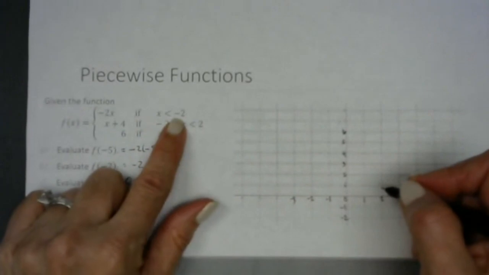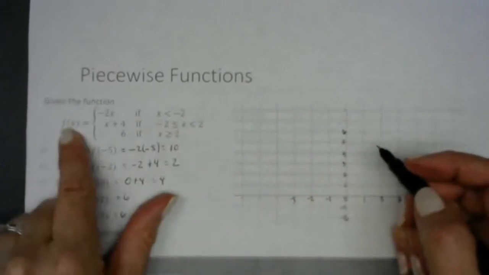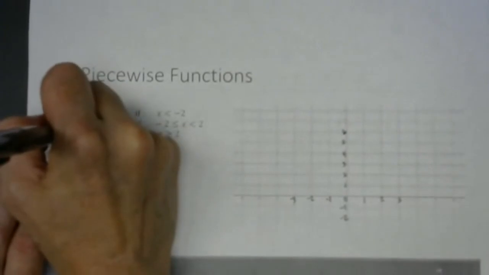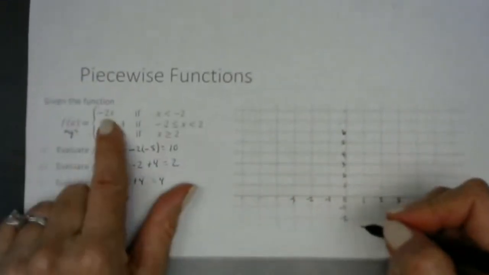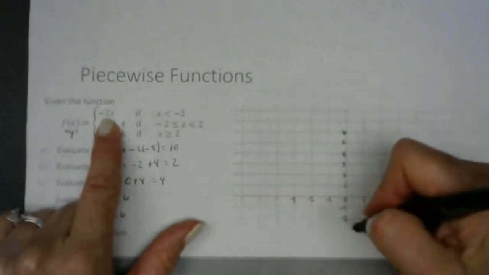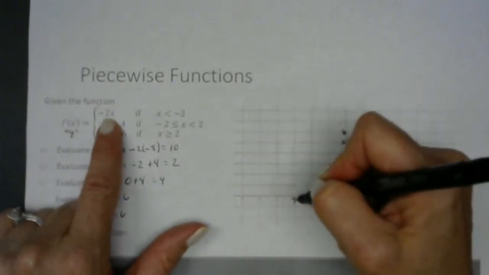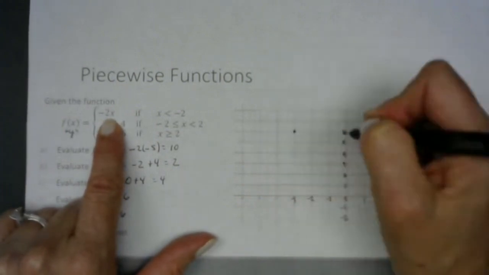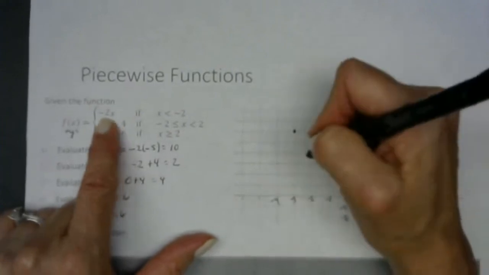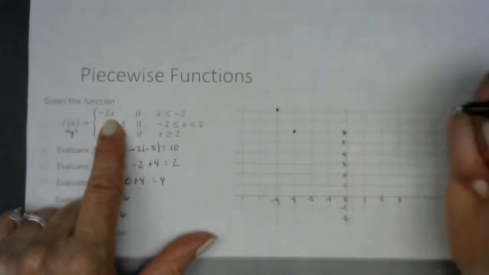-2x. So if x is less than -2, that means f of x, or y. Remember, f of x is function notation for y. y is going to be -2x. Let's just see what happens when x is -3, for example. When x is -3, -2 times -3 is +6. So y will be up here at 6. How about -4? -2 times -4 is +8. So that'd be up there.